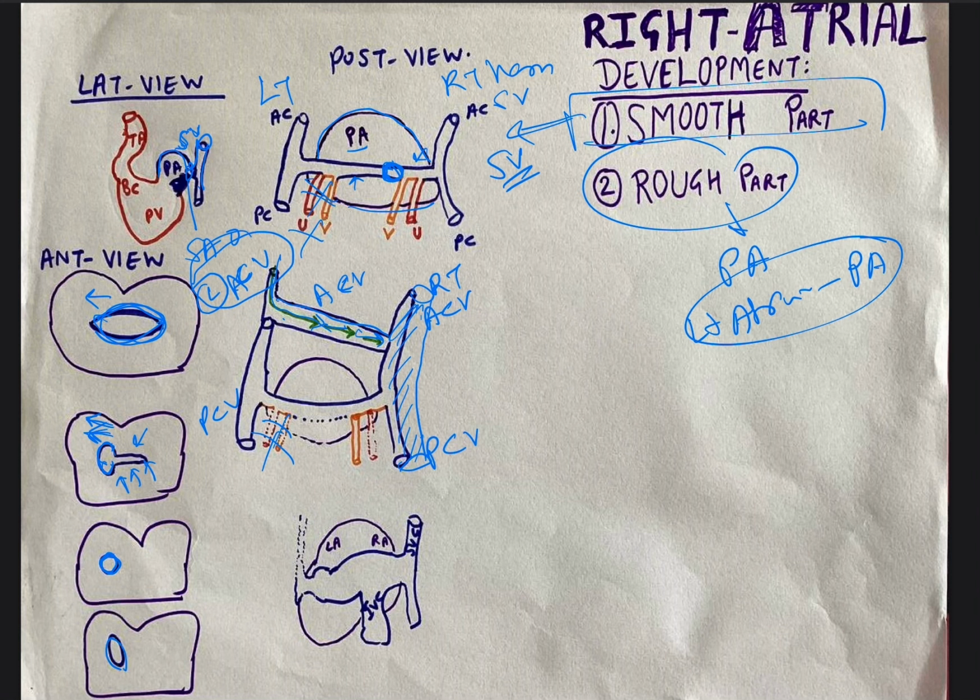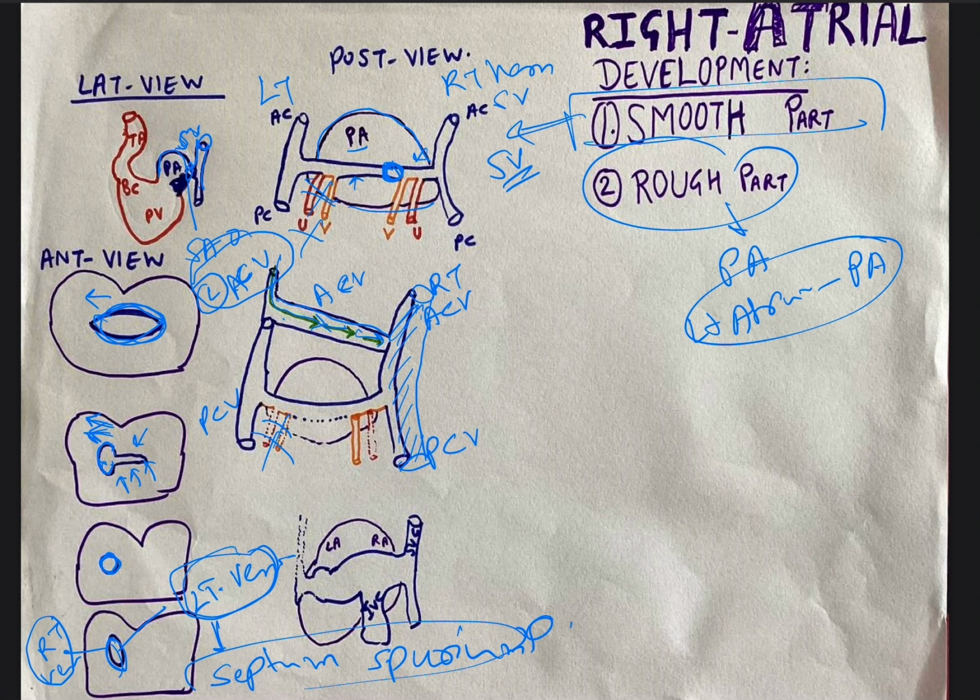And now it will form a valvular structure. This will form the left venous valve and this will be known as the right venous valve. This whole structure, composed of the left venous valve and right venous valve, is now termed the septum spurium. This question is asked, guys, please be careful. Where does the septum spurium form? The septum spurium is formed in the right atrium by two valves, the left venous valve and the right venous valve.